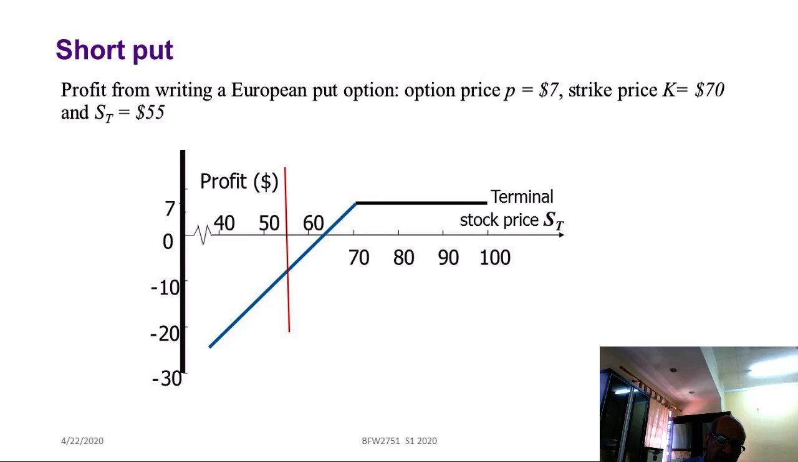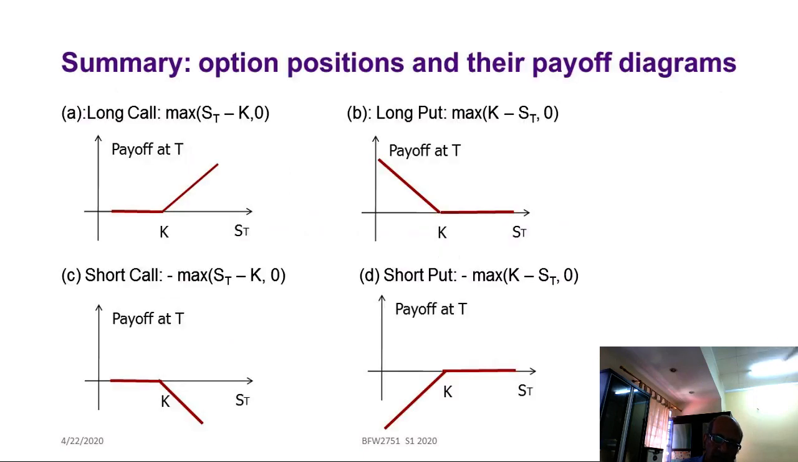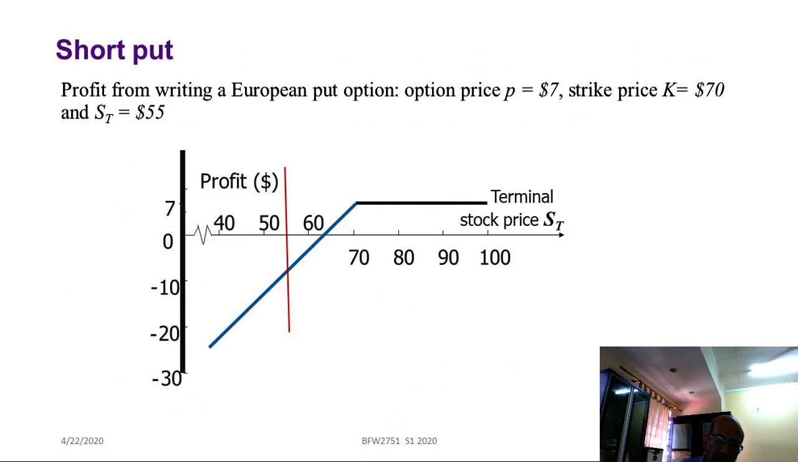55 minus 63 is how much? 63 minus 55. 3 here, 5 there, $8. Here, in this case, you don't minus anymore because you already have taken account of the break-even. Otherwise, it is 70 minus 55, $15, minus $7 is $8 per share.